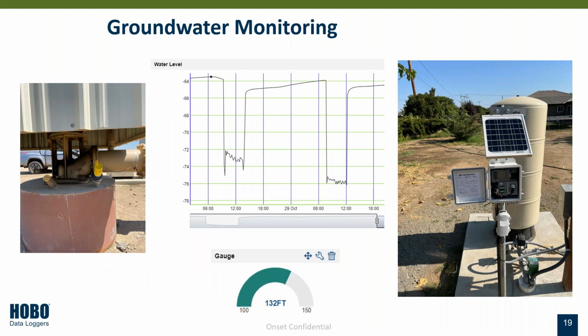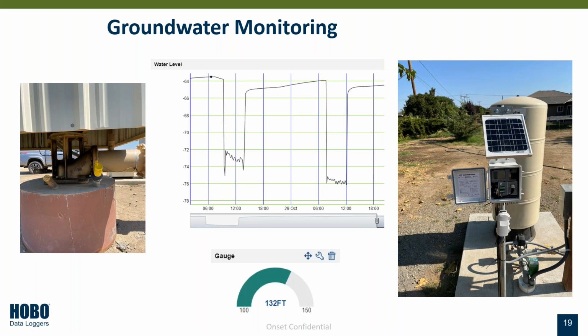Groundwater. So the groundwater monitoring that we do is very important as well, right? We want to see, by monitoring the groundwater, how healthy your water supply is. This is something we can't see. We have a hard time seeing down and knowing where our water levels are. So HOBO data loggers has a great solution for that.